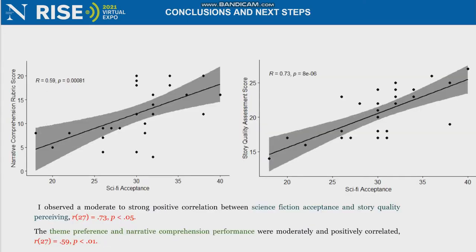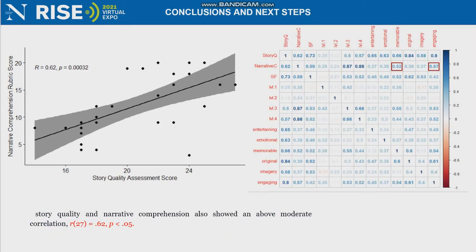In testing of science fiction preference, I located a positive correlation between science fiction acceptance and the perceived story quality, as well as the narrative comprehension performance. Beyond our attempt at testing hypotheses, I observed that story quality and narrative comprehension also showed an above moderate correlation. Interestingly, among the story quality test items, engagement and memorability are moderately and positively correlated with narrative comprehension, which may suggest that engagement and memorability are more related to narrative comprehension performance in general.